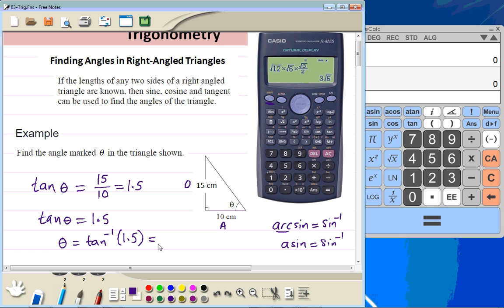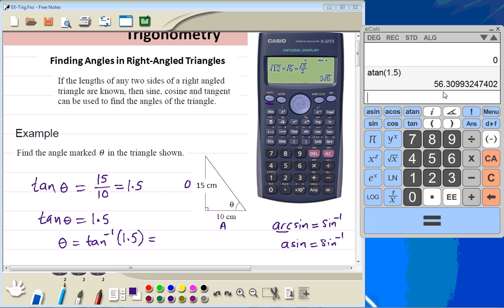Here we are talking about tan, so we need the inverse tan. On this calculator we press arctan, then 1.5, close the bracket, equal, and we get the angle 56.3 degrees. So this angle here is 56.3 degrees.